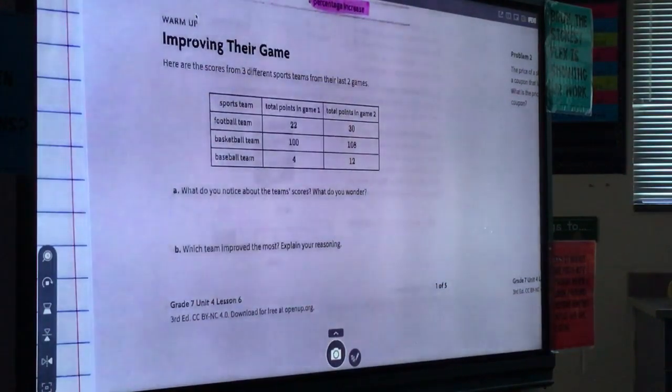A says, what do you notice about the teams' scores? What do you wonder? You're also answering which team improved the most and explain your reasoning. With explain your reasoning, you can use numbers or you can use words. Is that clear? You are going to get 5 minutes to do this. If you finish before the end of the 5 minutes, please stand up. Do not talk. We will then discuss these and move on into the lesson. Any questions? All right, go ahead. You have 5 minutes.